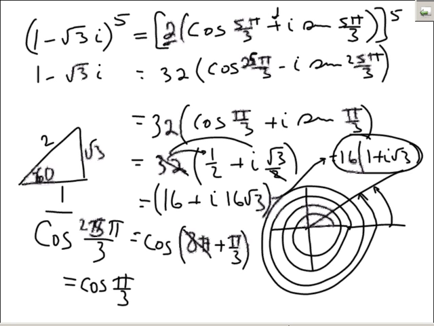I raised a complex number to the 5th power, and I ate through it. Just ate through it. It wasn't hard at all. And if you think it's hard, fair enough. But it'd be a lot harder to multiply 1 minus the square root of 3i by itself 5 times. Or worse yet, 55 times or 2 million times. And now, there's another type of rule, what if you want to find the nth root?